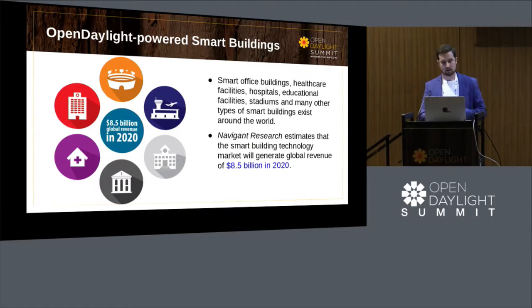OpenDaylight-powered smart buildings. This is similar to the cities example I just talked about, in that when you have a building, you have so many networks that come in, from the cameras to the HVAC systems, cooling and heating, internet, and they are all closed proprietary networks, and it's a lot of duplication, and the cost is really passed down to the building managers who could benefit from having a single shared infrastructure. And there is quite a market there.